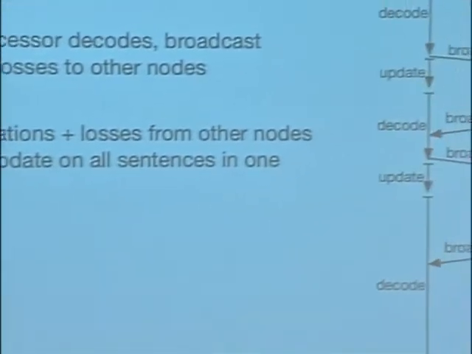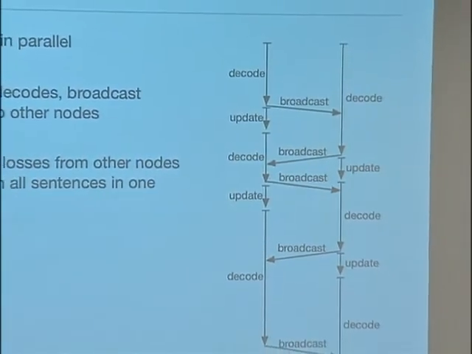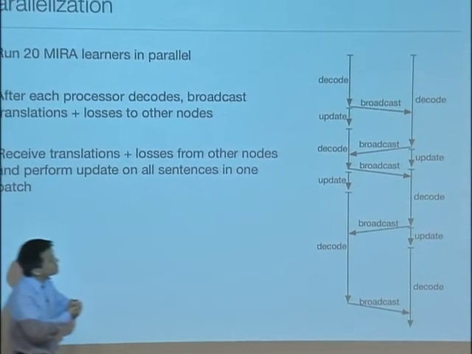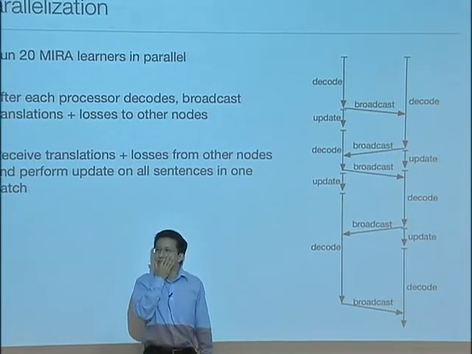Parallelizing MIRA is a little bit harder, because we decode a sentence, and then we make an update to the weight vector. And then we decode a sentence, and we update the weight vector. The weight vector is constantly changing. And so we have to do a little more communication between the nodes to make this all go. Okay, so the scheme that we use is pretty simple, and it seems a little scary at first, but it turns out to work all right.